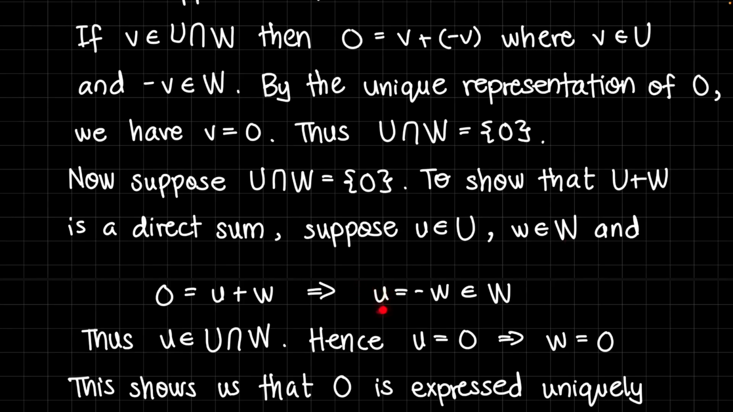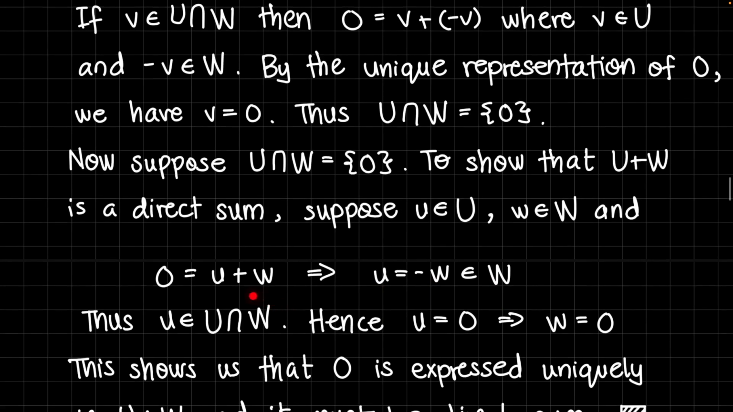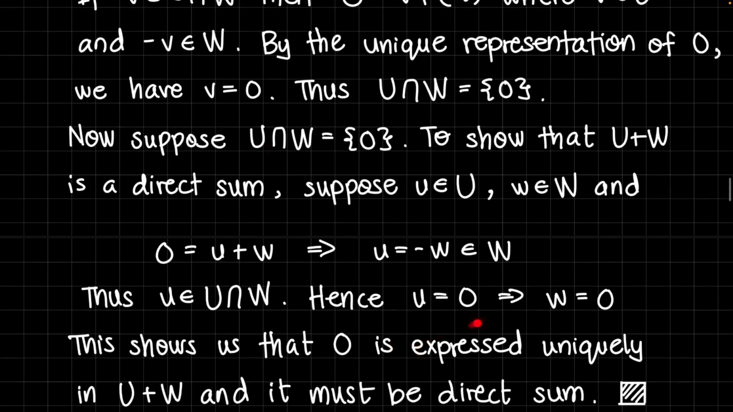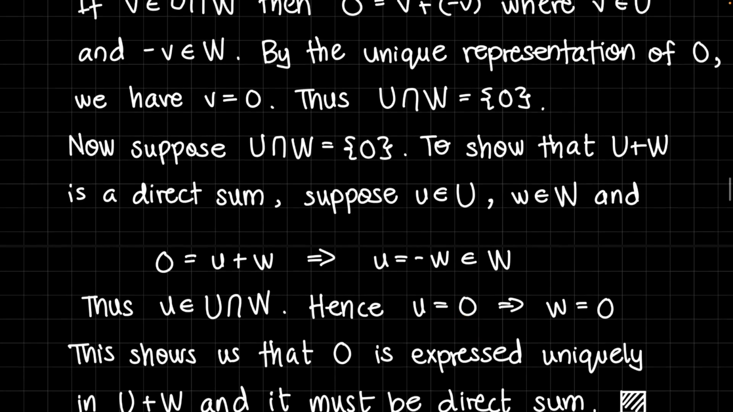Then we have u equals negative w. Now w belongs to capital W, so negative w belongs to capital W, and u also belongs to capital W. So u not only belongs to U, it also belongs to W. So u belongs to U intersect W because it belongs to both. And we assumed at the beginning that U intersect W was 0. So we have that u must be 0. And since u is 0, u was equal to negative w, so w has to be 0 as well.